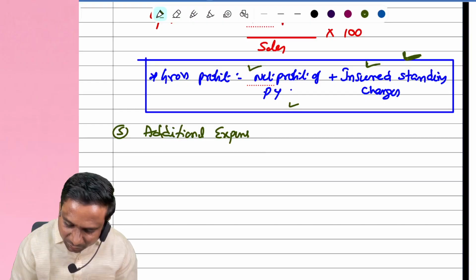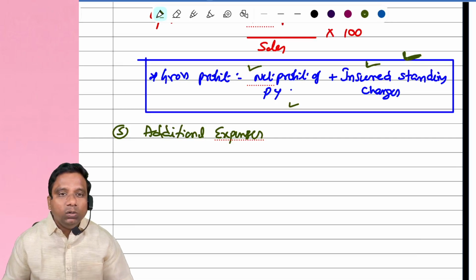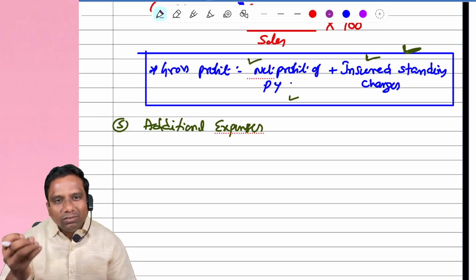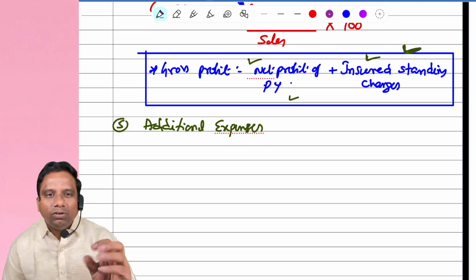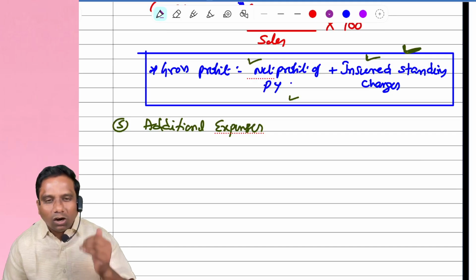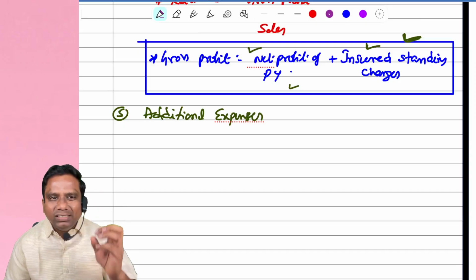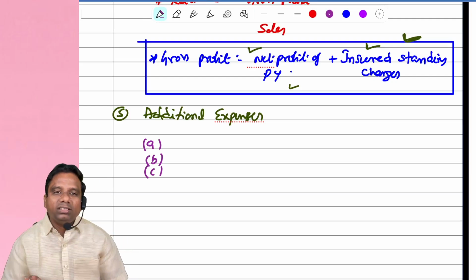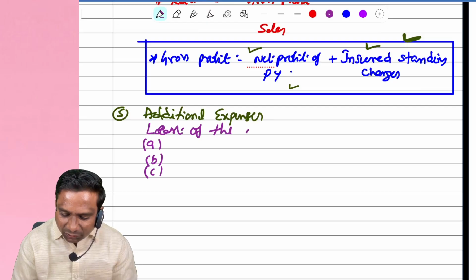Okay, sir. Additional expenses. Now the insurance company is doing a small calculation. Whatever additional expenses you have incurred, the insurance company is not going to refund those additional expenses in full. They are giving some A, B, C calculations: lower or least of the following.